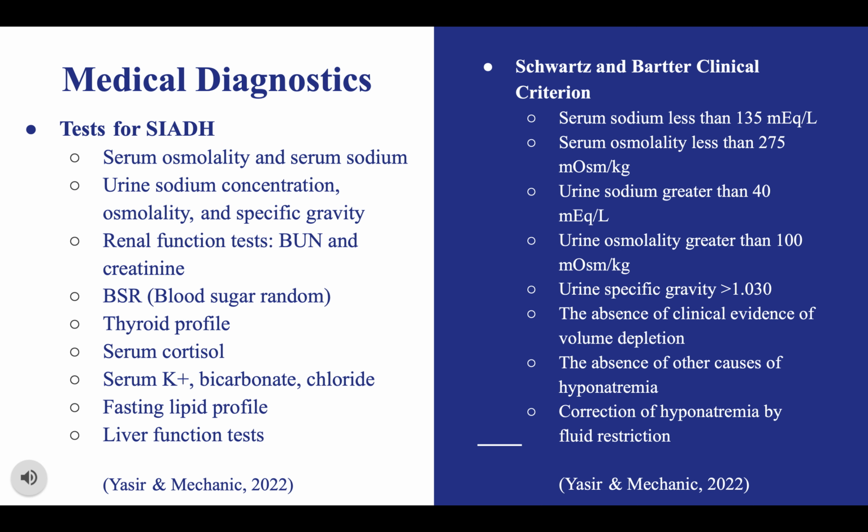Here are the diagnostic tests utilized in deciphering whether a patient has SIADH or not, as well as ruling out other possible causes of the imbalance. These tests include serum osmolality and serum sodium, urine sodium concentration and osmolality, the renal function test, including BUN and creatinine, a random blood sugar test, a thyroid profile, a serum cortisol, a serum potassium, bicarbonate, and chloride, as well as a fasting lipid profile and a liver function test.